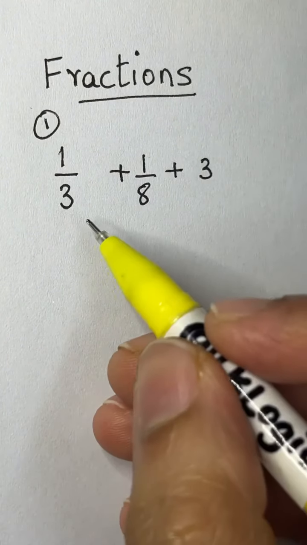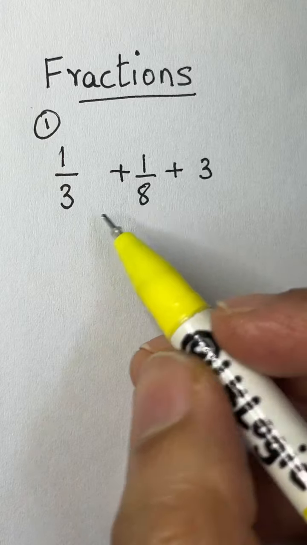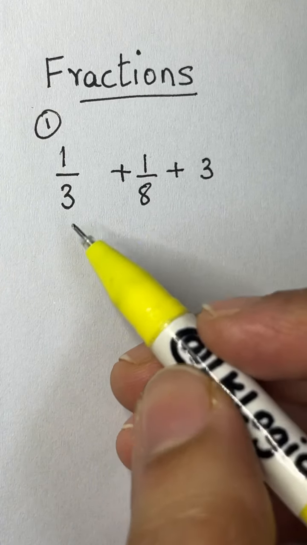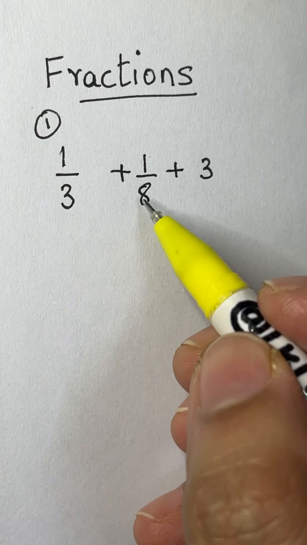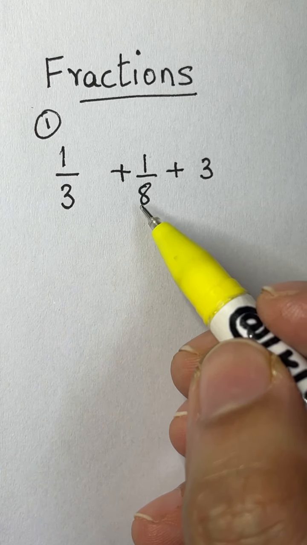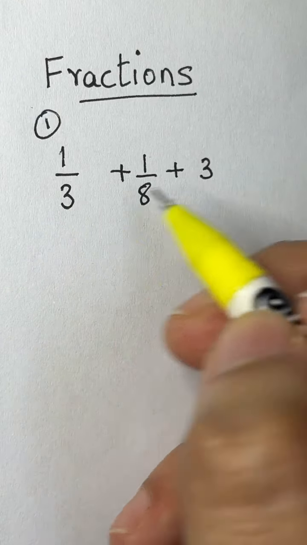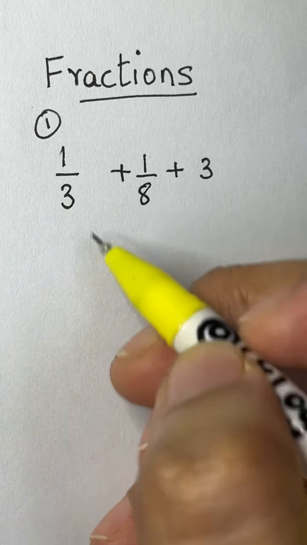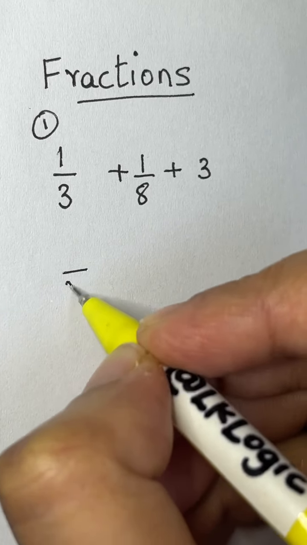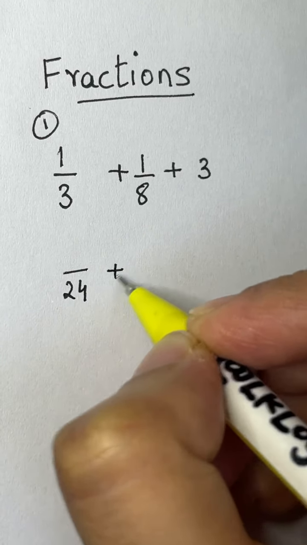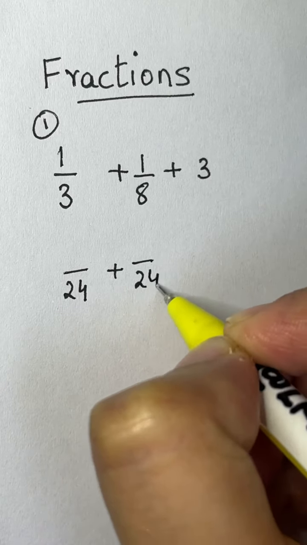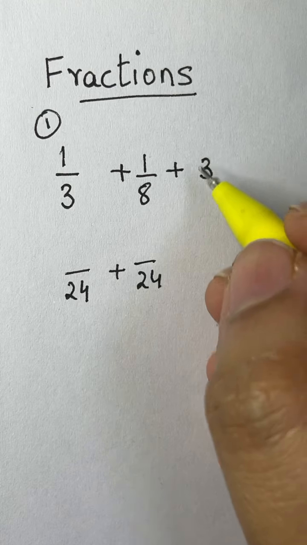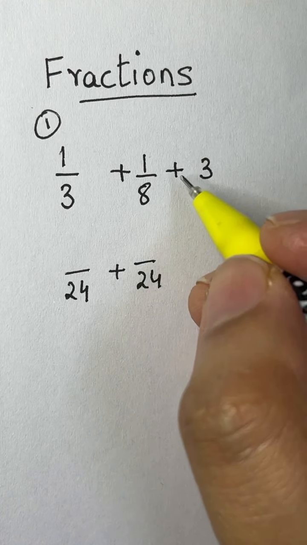Here we have different denominators. When we have different denominators, we find the LCM. And what is the LCM of 3 and 8? It's 24, the least common multiple of 3 and 8. So let's write down 24, and for this one also 24. Here we don't have a denominator. You can consider it as a whole number, keep it as it is, and then add it in the end.